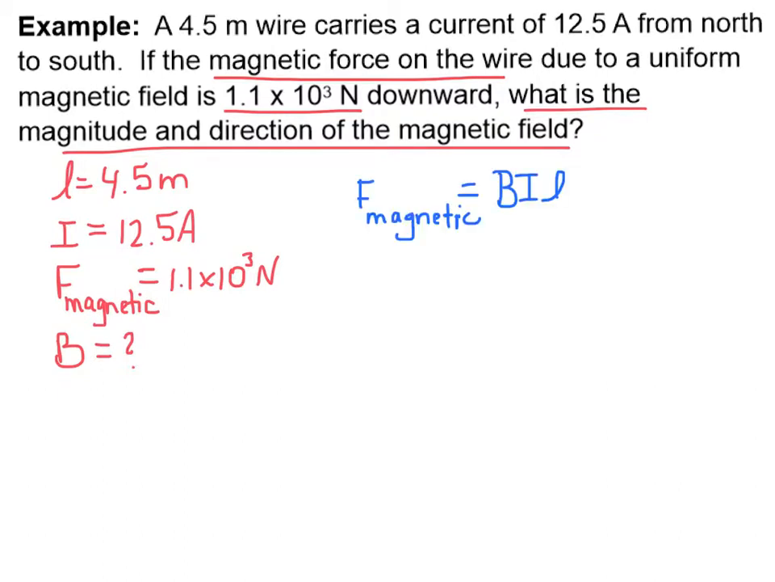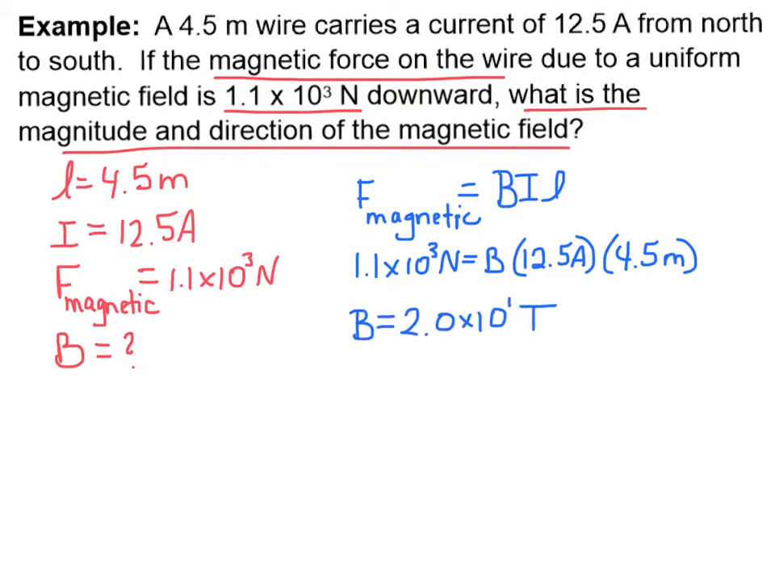I'm going to use our equation. Magnetic force equals the strength of the magnetic field times current times the length of the wire. I'm going to plug values into my equation and solve for B, the magnetic field strength. And I get 2.0 times 10 to the first Tesla. It's actually 20, but I need to have two significant figures, so I can express this in scientific notation so that I can show that I indeed have two sig figs.